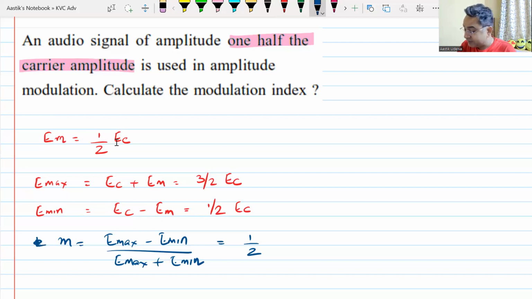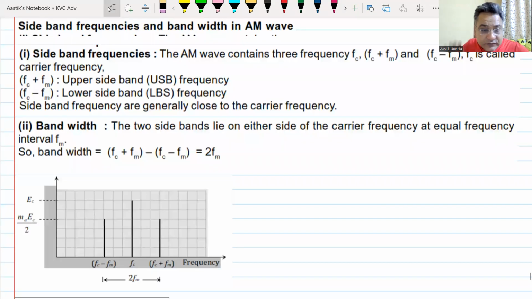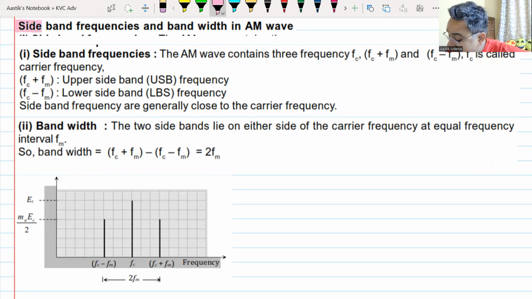Still in amplitude modulated wave. Most of the questions in your JEE are coming from this amplitude modulated wave. And the questions that I have seen ask you the sideband frequency and bandwidth. What is the sideband frequency?